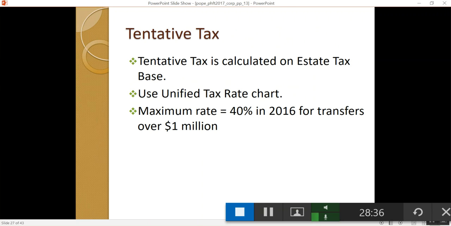So once you add the adjusted taxable gifts to the taxable estate, you end up with the estate tax base, and then you calculate your tentative tax. And you use the unified tax rate chart that I spoke to, which hopefully by now you have had a chance to look at in the back cover of your text. I am hoping that you have the unified tax rate chart in your book somewhere. Mine, as I said, is inside the back cover of my book. And you are going to have to use this chart in order to solve your problems.